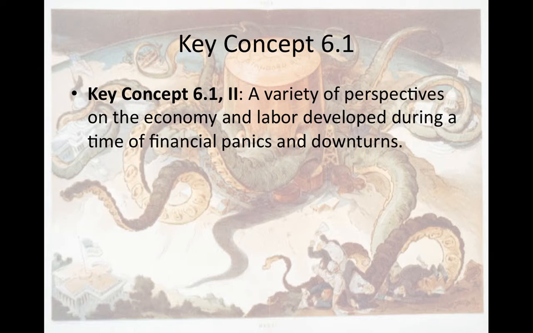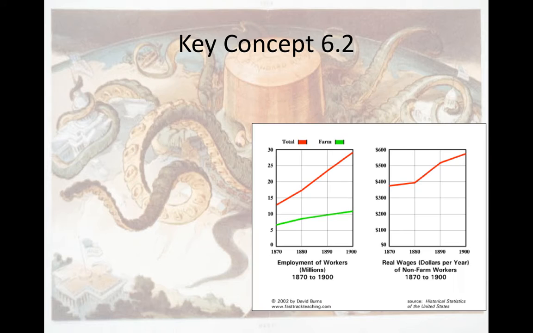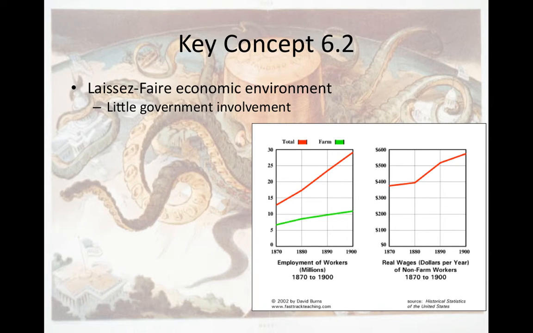You've got the idea. Okay, key concept 6.1, Roman numeral 2: a variety of perspectives on the economy and labor developed during a time of financial panics and downturns. So some people liked this industrialization, some people didn't. Let's talk about the two different sides.